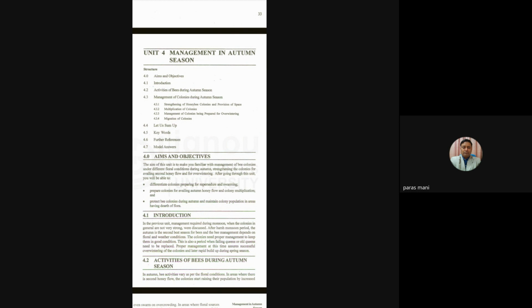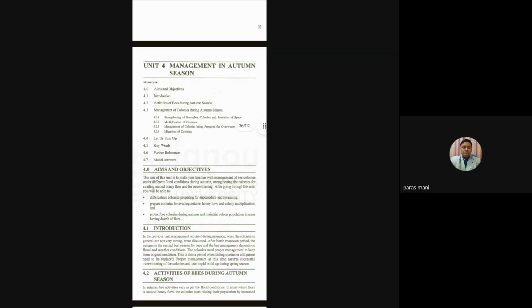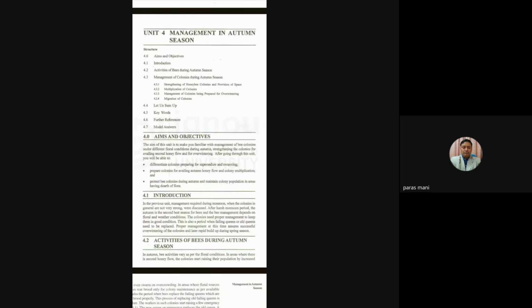Most of the aspects we have discussed completely, almost. Management in the autumn season also, these aspects we have already discussed. Provision of space, strengthening of honeybee colonies. Strengthening is by uniting two colonies, or providing queens where required. These things.